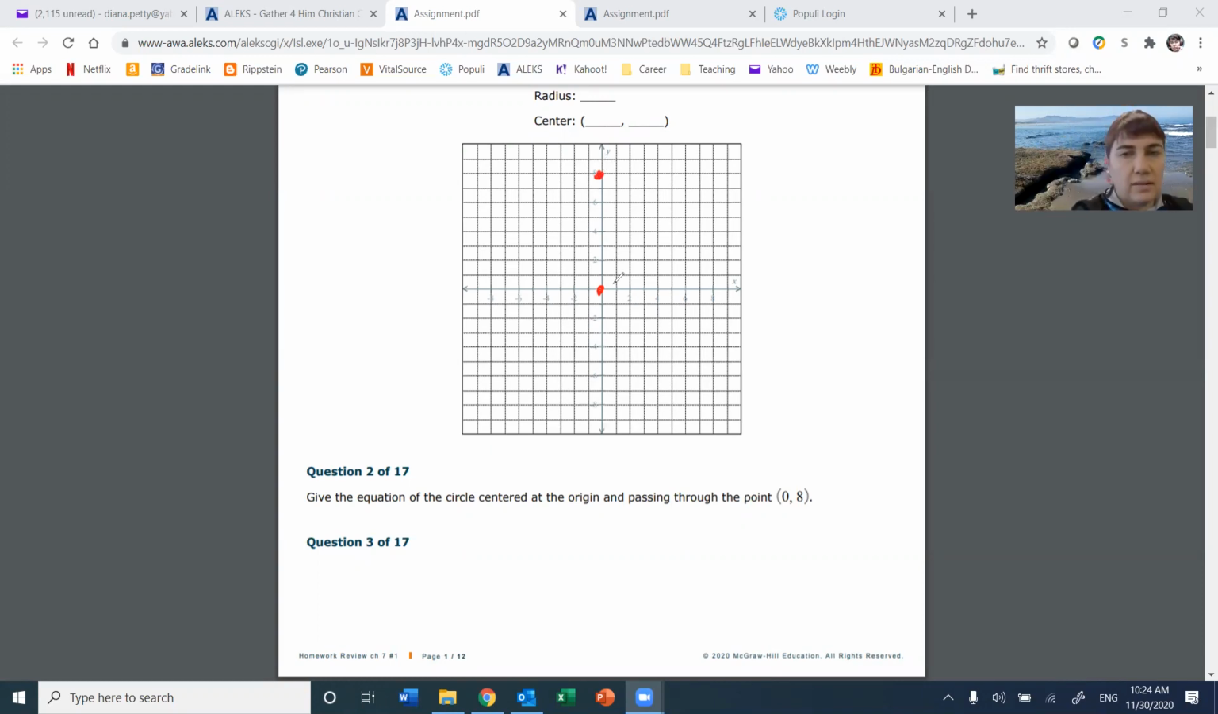You know this is the center. And they gave it passes through the point 0, 8. So you know the radius already, really. No, it's more like 64 because it's 8 squared, the radius squared. So it's going to be the radius squared. That was it. Okay, next, which one should we do?